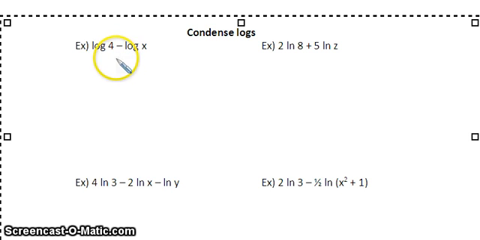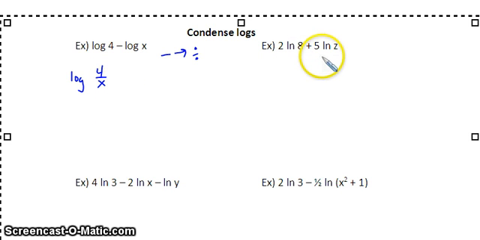So we're working backwards now. In the previous section when we saw division, we would think subtraction. When we saw multiplication, we think addition. Well, in this section, when we see subtraction, we want to look to condense it by writing it as division. So when I see 2 logs that are being subtracted, I could write it as 1 log that is being divided. First log divided by the second log. So the first log would be in the numerator, the second log would be in the denominator.